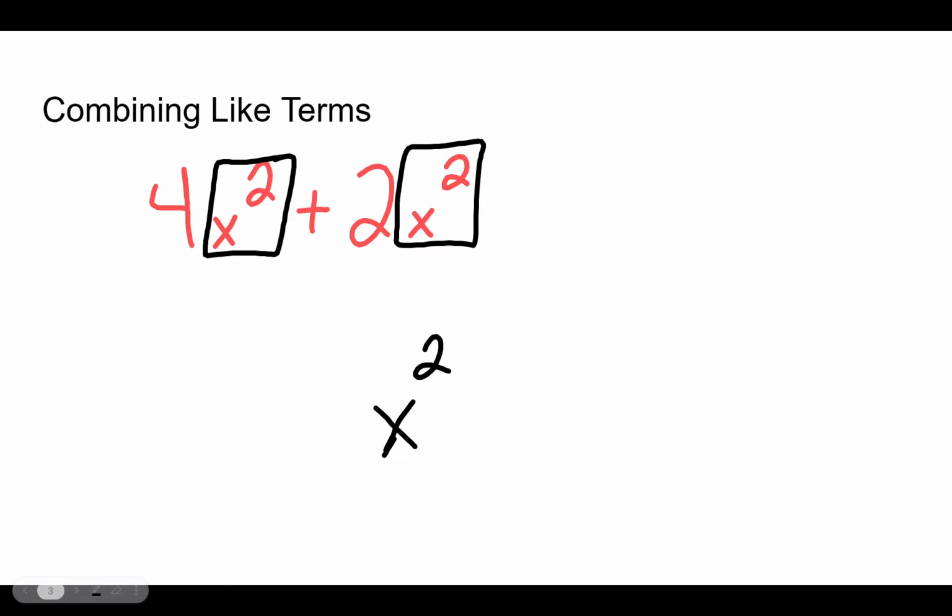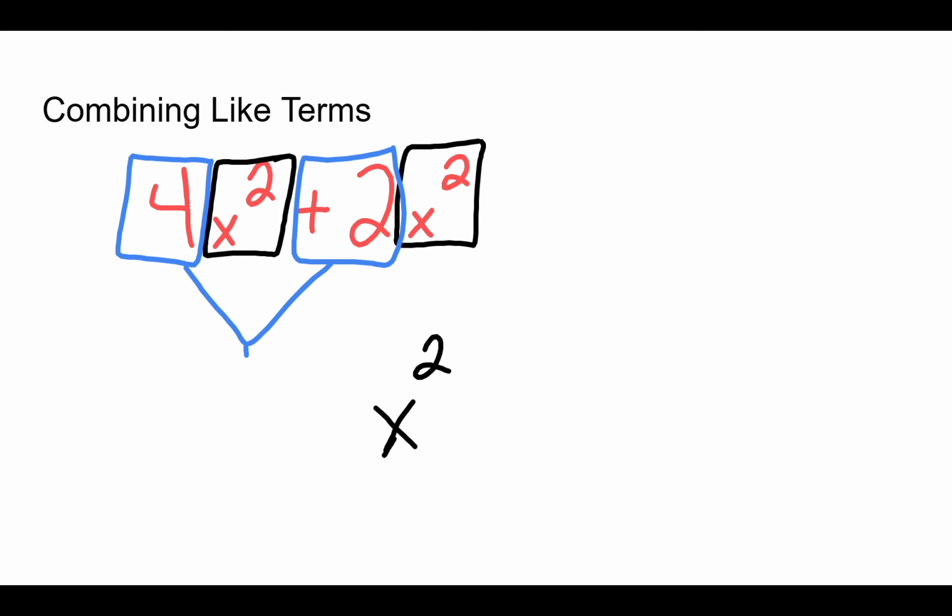And then I'm going to add my coefficients. I'm going to put that in a different color so I can keep them separate. I'm going to add my coefficients together. So I have a positive 4 and a positive 2. When I add them together, I get 6. So 6x squared is my answer. So 4 plus 2 is 6. I keep x squared the same.